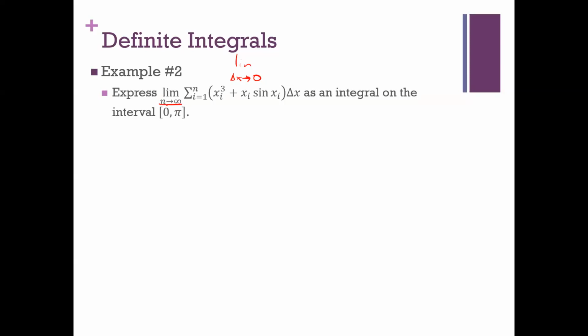If I have an infinite number of rectangles, that's the same as those rectangles having arbitrarily small width. I can get as close to 0 as I want. So the reason I put this example in here is just to show the equivalence of these two ideas. This Riemann sum here is the same as this integral. I am integrating the function x cubed plus x sine x with respect to x, and I'm integrating it over the interval 0 to pi.